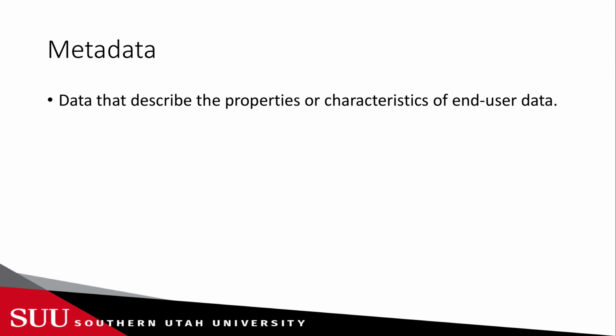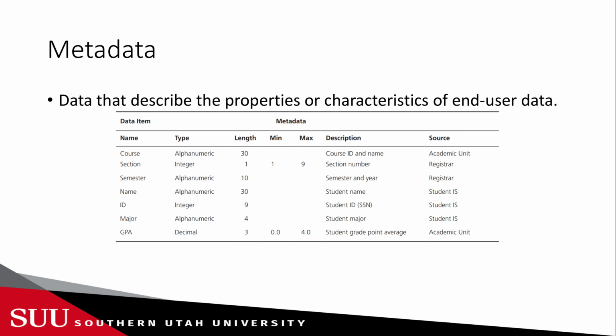We also have something that's called metadata. So it's basically the data that describes the properties or characteristics of end user data. So what do I mean by this? Let me look at this example. So it says, okay, I have a data item that's called course name, and its type is alphanumeric, and then it's of length 50. It will have course ID and name, and the source is academic unit. If I look at the section, it says it's an integer. The length is 1, the minimum is 1, the maximum is 9.